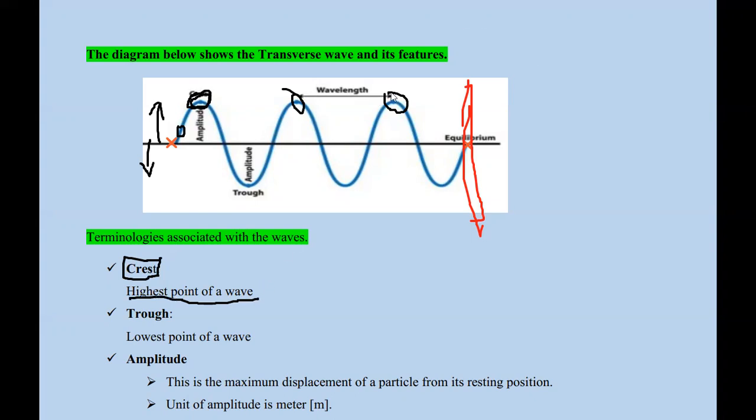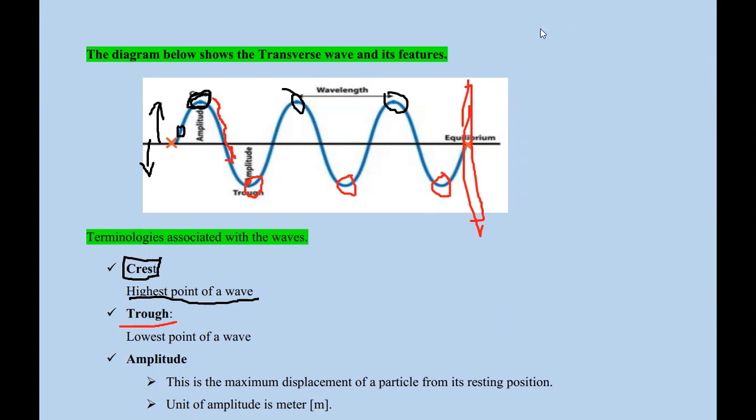Now, when the ring is here, at some point it will be forced to get to the lower part of the wave. The ring will be at some point here, at some point here, and at some point there. So that is what we call the trough. The trough is the lowest point of the wave.